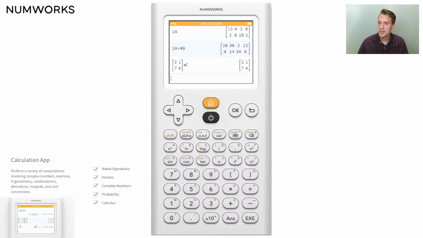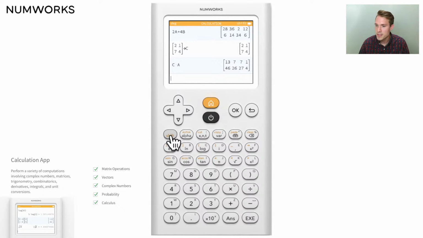So we just talked about matrix addition. We can also do matrix multiplication. So I'm going to multiply matrix C times matrix A. I'm going to use my keyboard to do that. So Shift Alpha C times Shift Alpha A. So there is some matrix multiplication.